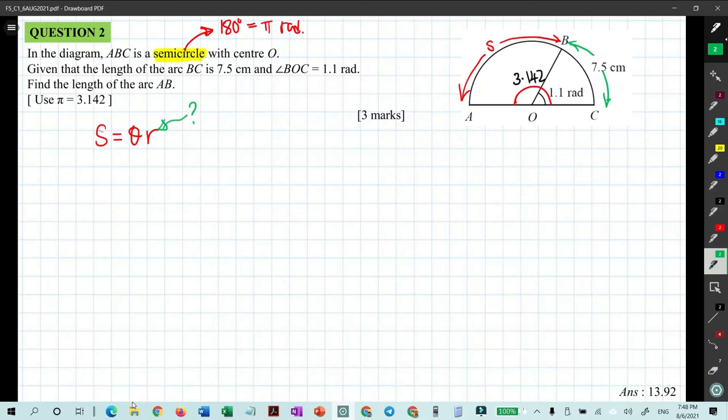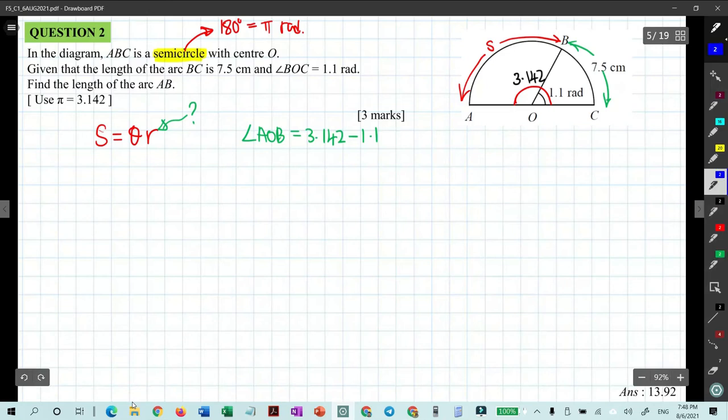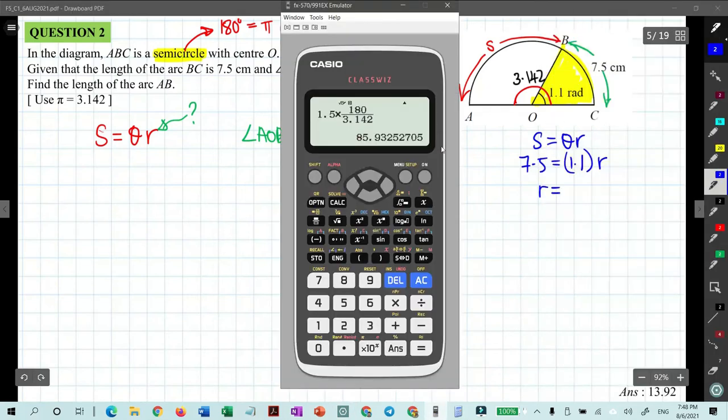So angle AOB is equals to 3.142 minus 1.1. How about the radius? In order to find the value of the radius, we need to use this small sector here. See, S is equals to theta R. In this case, S is actually 7.5, theta is 1.1, and then multiply with R. So in order to find the value of R, just need to divide 7.5 with 1.1.